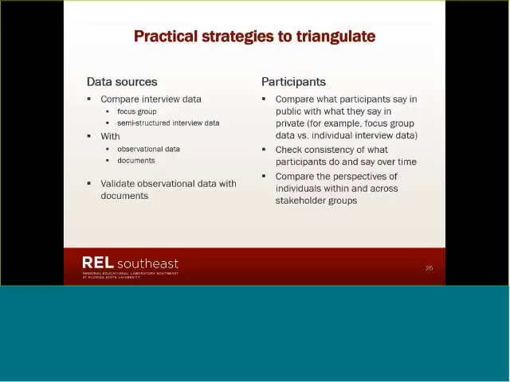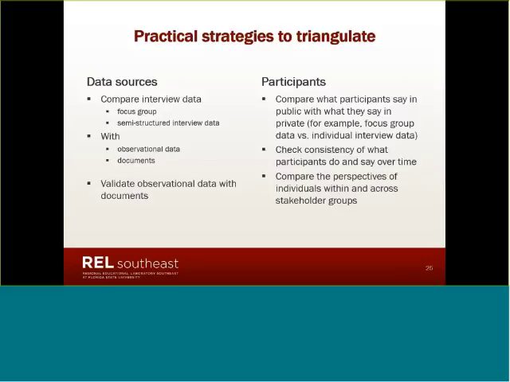There are some practical strategies for triangulation. For example, you might compare types of interview data, focus group data with semi-structured interview data. You might also compare interview data with other types of data. For example, comparing your interview data with observation data or comparing your interview data with other documents. Another example might be to validate your observational data with other documents, as well as survey data.